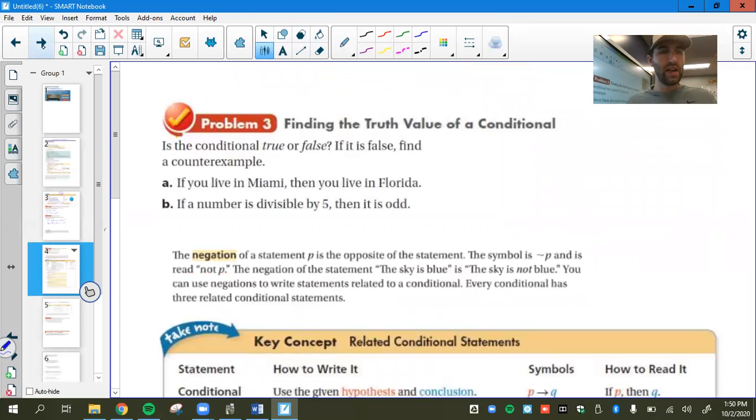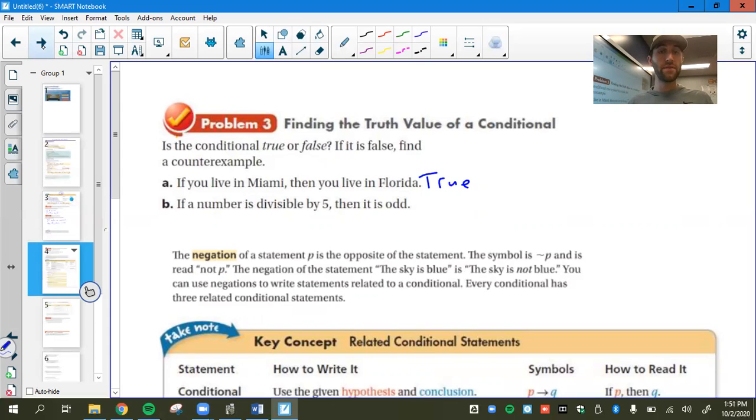Okay, so we can talk about these right here. Here's a couple examples. Is the conditional true or false? If it is false, then find a counterexample. So, for example, letter A. If you live in Miami, then you live in Florida. Well, that's true, right? Because Miami is a city in the state of Florida, so it means you're in Florida. Just like if you live in Buffalo, you live in the United States of America, right?